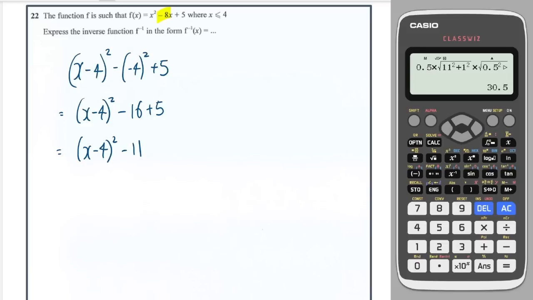Now what I can do is, to find the inverse function, I set it equal to y, and then I swap the x's and y's over.